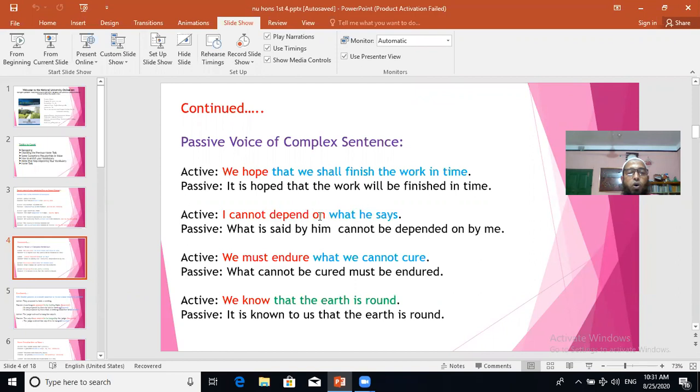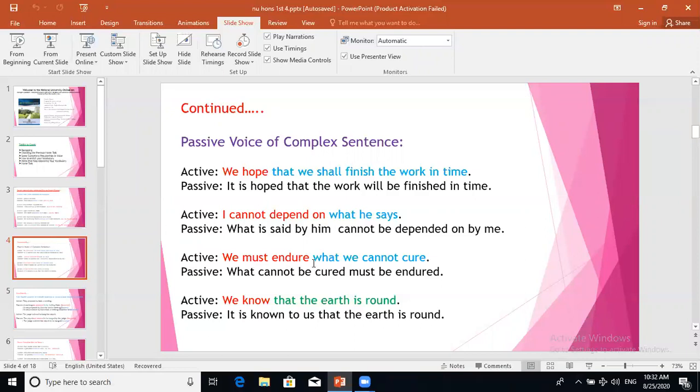So I cannot depend on, this verb is a transitive verb. And what is the object of this verb? The whole clause, what he says, that is the object of this verb. So this object, this clause, would take the position of subject. What is said by him cannot be depended on by me. Have you got it? If you cannot understand, ask me later on. I'll give you time to ask questions. We should remember which slide, slide number 3, 4, or this slide number, sir, I could not understand this point. So I'll try to give your answer at the end of the class.